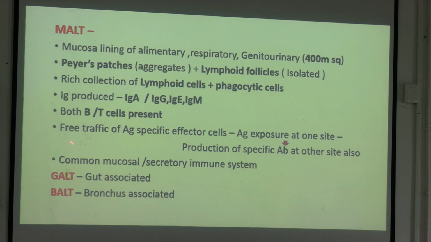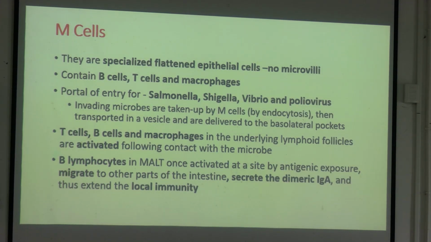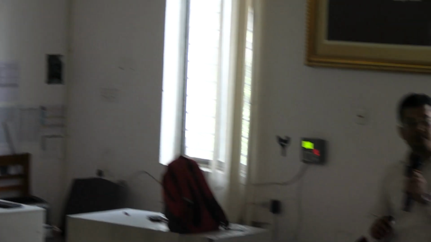If it is gut associated, it is called GALT, and if it is bronchus associated, it is called BALT. But mostly in the exam you will be asked about MALT only. Now coming to the M cells, I said it's a portal of entry for many organisms including Salmonella, Shigella, Vibrio, poliovirus, etc. They have T cells, B cells and macrophages, and B lymphocytes in the MALT, once activated at the site of antigenic exposure, migrate to other parts of the body and produce local immunity, the secretory IgA at that position, because B cells are there in the M cell.